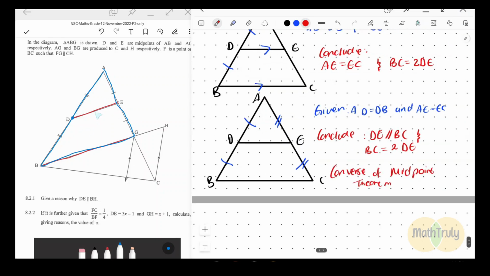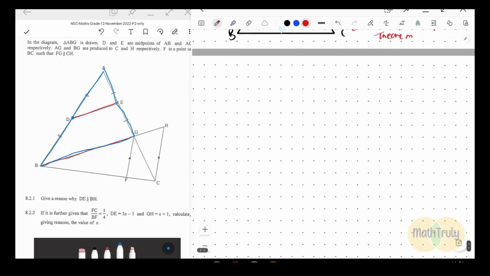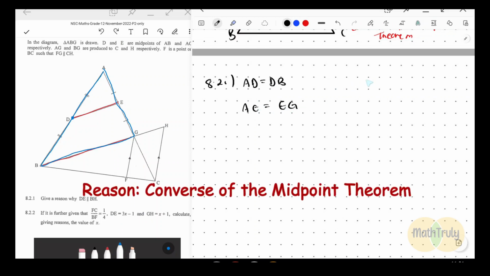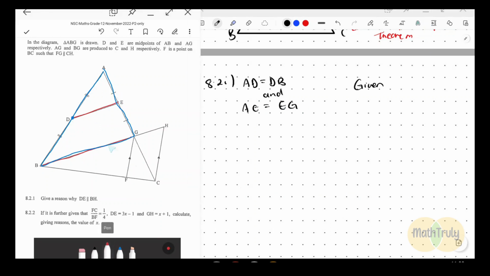So that's exactly what's going on here. You have to just focus on what have I been given. So in 8.2.1, the reason why those two lines are parallel is simply because AD is equal to DB as it has been given, and also because AE is equal to EC. That's the reason why. The minute you have given them a reason why these two lines are parallel, you can go ahead and say that they are parallel, so that you will remember to use them like that.